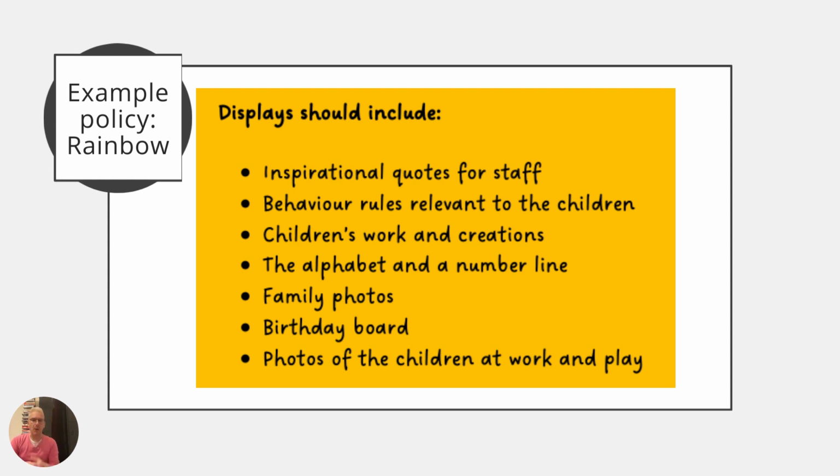children. So for example, in the book area, you might have a rule that's displayed in the book area that says, we always put books back after we've used them. In the snack area, you might have a rule displayed that says, we always eat sitting at the table. On the circle time rug, you might have a picture of ears and say, we use our ears when it's listening time. So in the Rainbow policy, it states that there should be behaviour rules that are relevant to the children displayed and around the classroom.